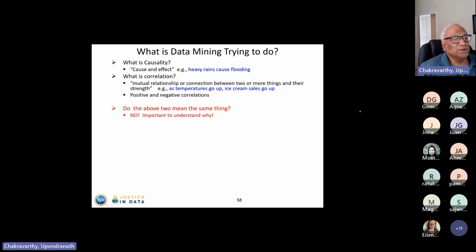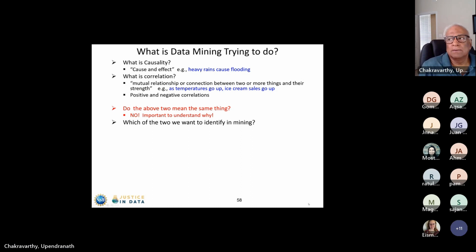Okay, the answer is no. They are not the same. And why is that important? It's important, especially when you are doing mining. Next question. Which of the two are we trying to identify through mining? Are we trying to identify causality or are we trying to identify correlation?